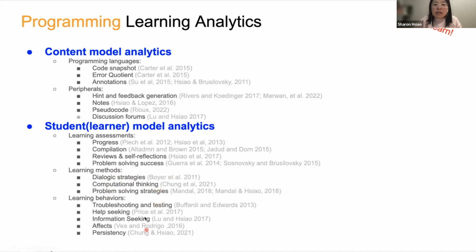And lastly, there is a big focus on learning behaviors, including help-seeking behavior, troubleshooting, information seeking, affect, and persistency. And I remember we did this information seeking project, mainly discussing how people look at Stack Overflow, which is a very commonly used public discussion forum centered around programming.